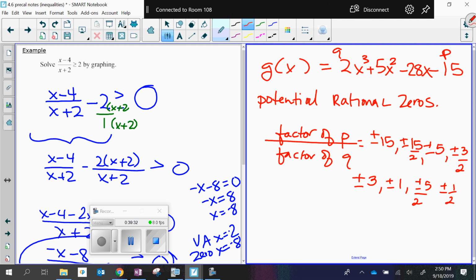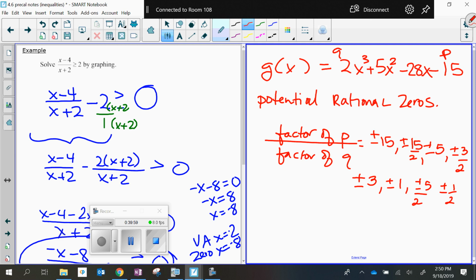Okay. So my suggestion, list all your factors. 15, 5, 3, and 1. And then 2 and 1, and then have some kind of process, because if you do it willy-nilly, you're going to miss something. Okay? So those are the potential.